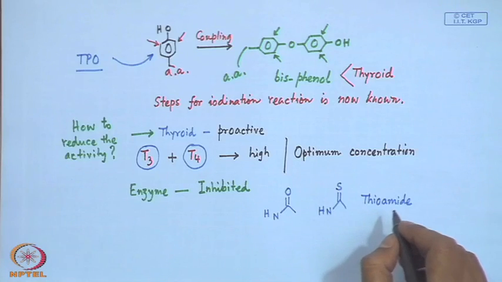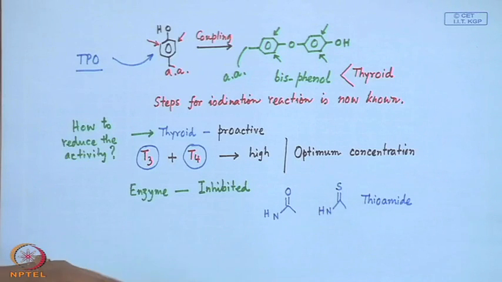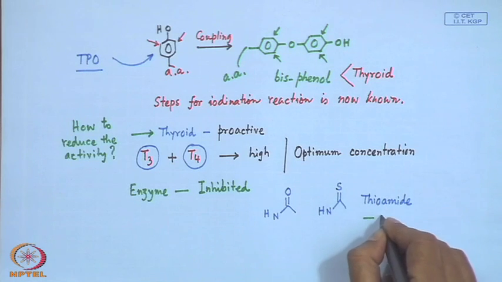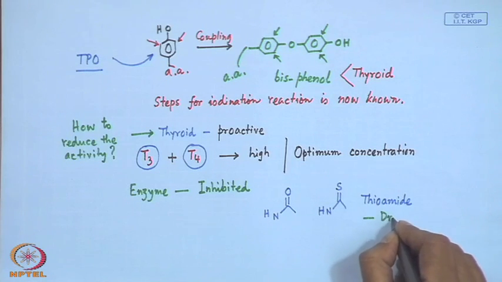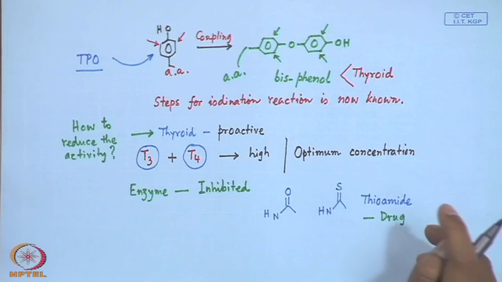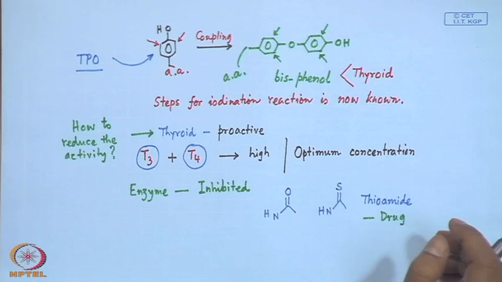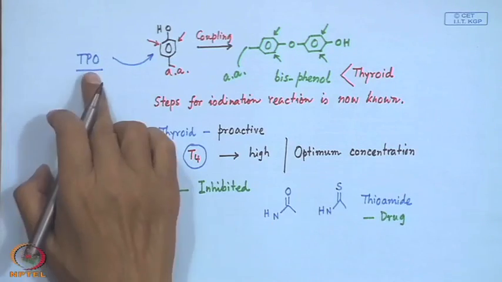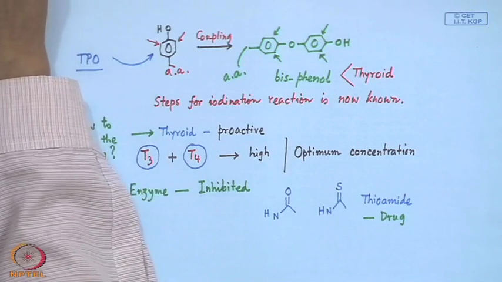So, thioamide types of molecules can be utilized against the high activity of the thyroid gland, and those can be used as the corresponding drug molecule. So, they are basically good inhibitor molecules. So, thioamide type of designing is important for inhibiting the corresponding TPO activity.